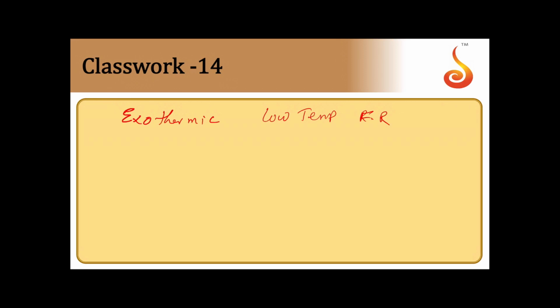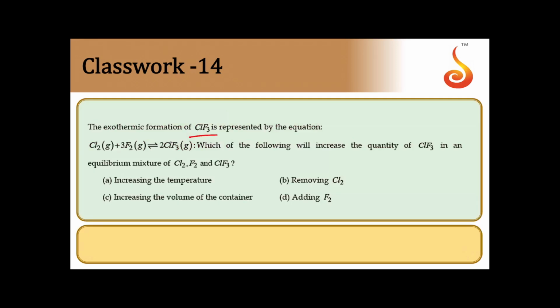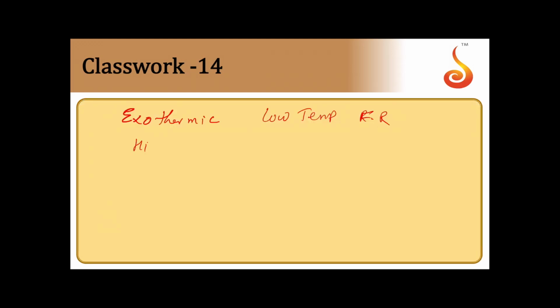When it comes to the pressure effect, what we have to see is the number of moles. On the product side we have 2 moles, and on the reactant side we have 4 moles. So at high pressure, the reaction moves in the direction where you have fewer moles, that is, the forward direction. So in terms of temperature, it should be low temperature to move in the forward direction. High pressure also moves in the forward direction.